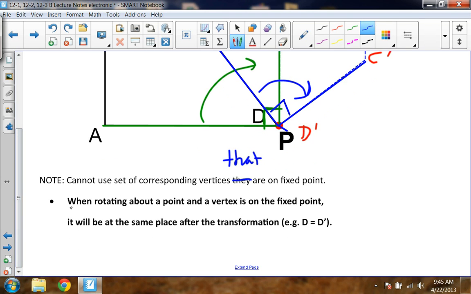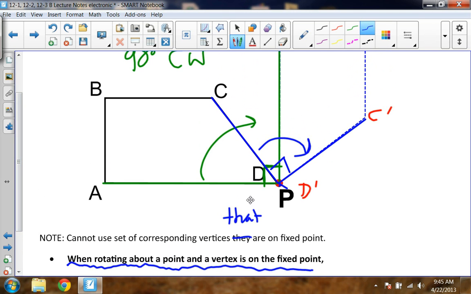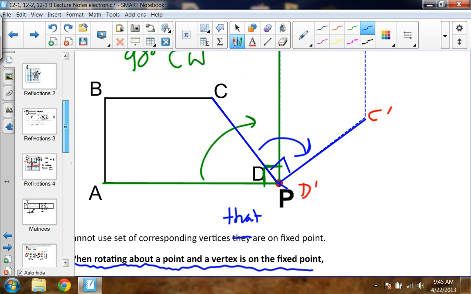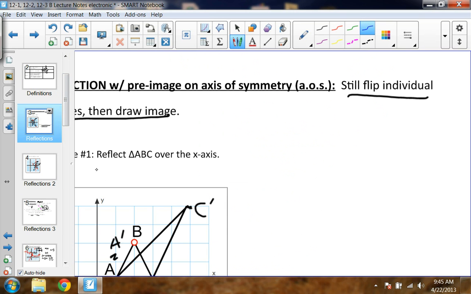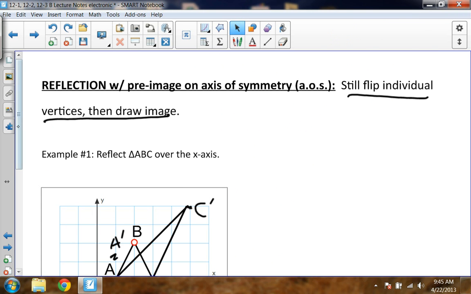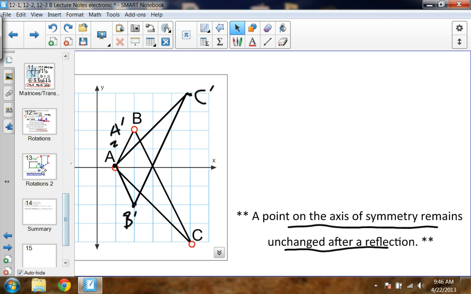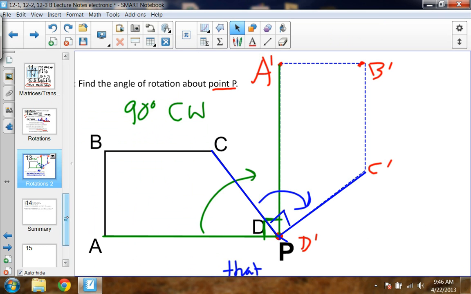And here's basically something you might want to write down or keep in mind. When rotating about a point and a vertex is on the fixed point, so D is on the fixed point here, it will end up being at the same place after the transformation. So for example, D is the same as D prime. That's the same as a reflection, right? If I go way back here to this first example right here, we reflected across the x-axis, A and A prime, because they were on the axis of symmetry, they're going to end up being in the same place. So the same thing back here at the very end, D and D prime, when I rotated them, they're in the same place because they're on the fixed point that I'm transforming on.